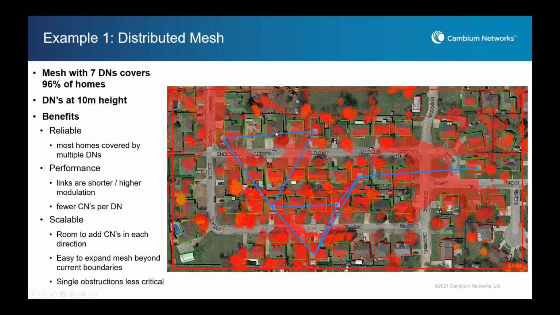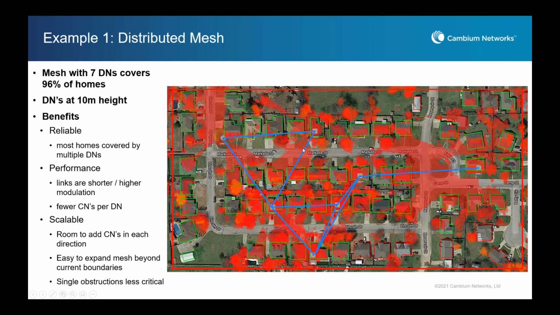The benefits here are most homes are able to see multiple DNs, so you've got resilience from that standpoint. For example, this client node would be able to see both this DN and that DN, so you have resilience there. You have resilient rings and paths in this infrastructure. So if this link were somehow to be obstructed, the mesh would automatically reroute and you wouldn't lose any capacity or signal.